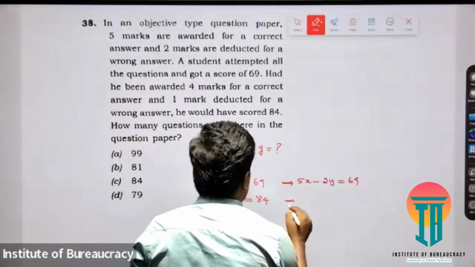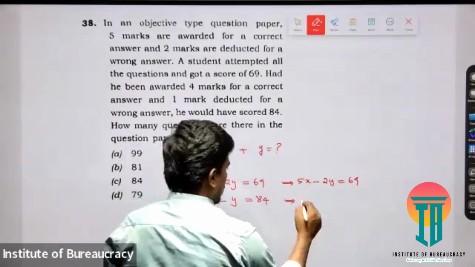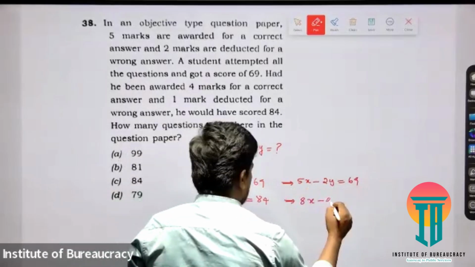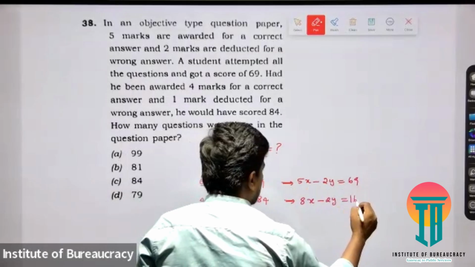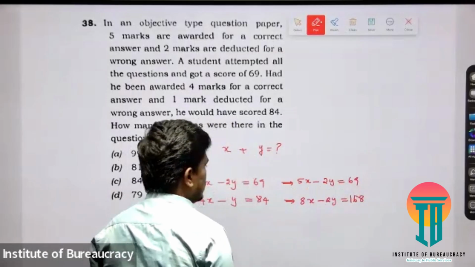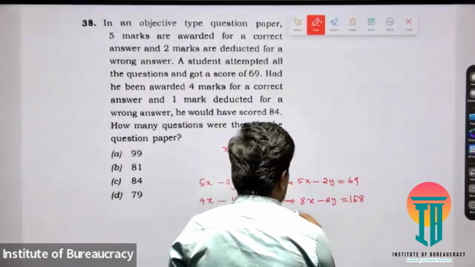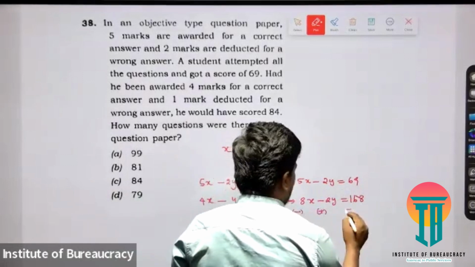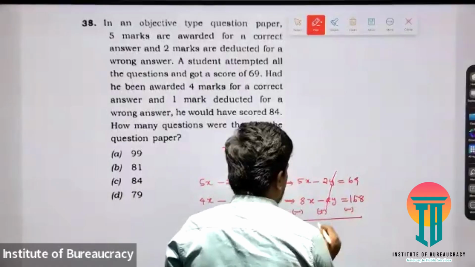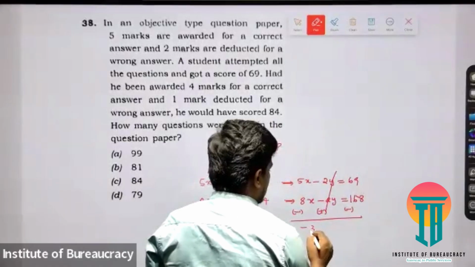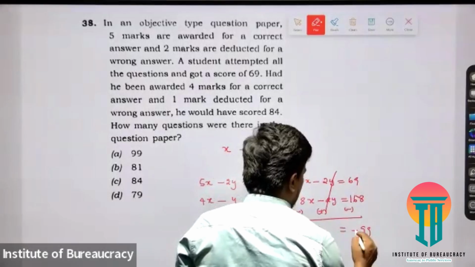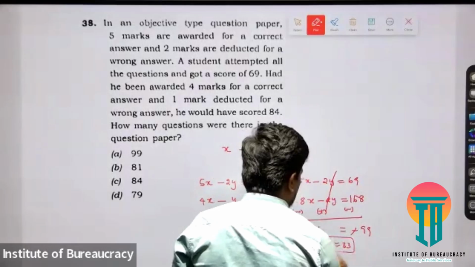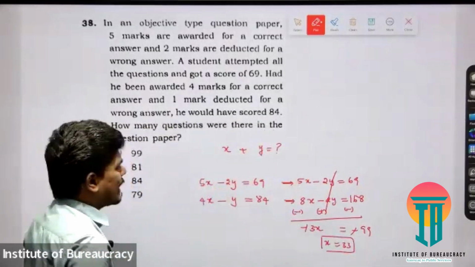And then here I multiply by 2, so that it is going to be 8x minus 2y, which is equal to 168. Now, if you just subtract it, this will be cancelled. It is going to be minus 3x, which is equal to minus 99. And then x is equal to 33. X is equal to 33 means 33 questions rightly answered.